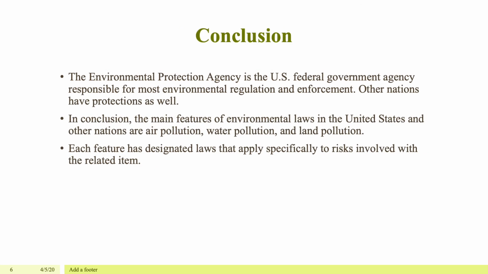In conclusion, the EPA is the U.S. federal government agency responsible for most environmental regulation and enforcement. Other nations have certain protections in place as well. To answer the question posed at the beginning of this presentation, the main features of environmental laws in the United States and other nations are air pollution, water pollution, and land pollution. Each feature has designated laws that apply specifically to their environmental risks.